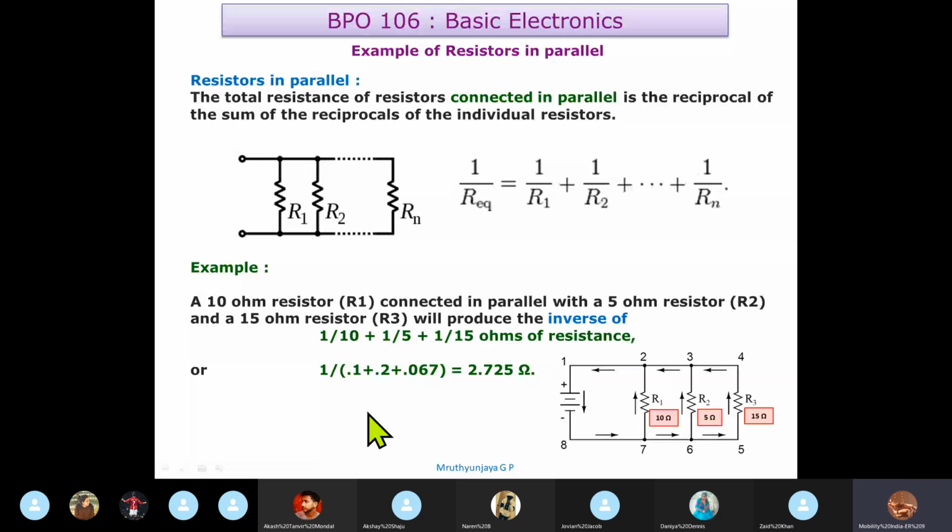Applying the same fashion, I want you to work out and tell me a very simple question. If all the three values are 30 ohms, 30 ohms and 30 ohms, please work out and let me know.